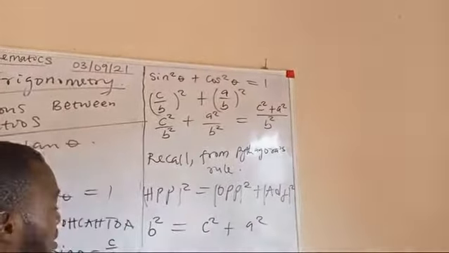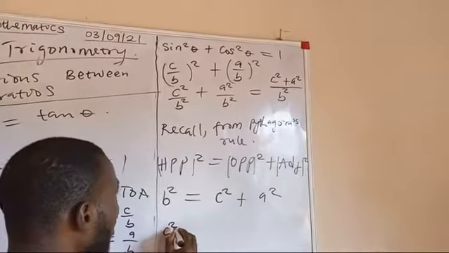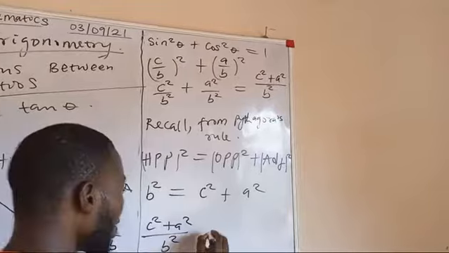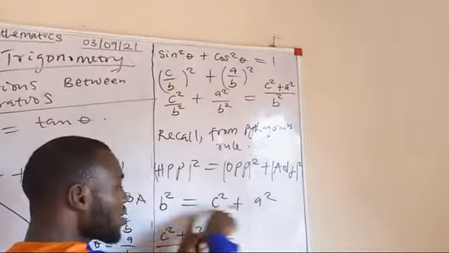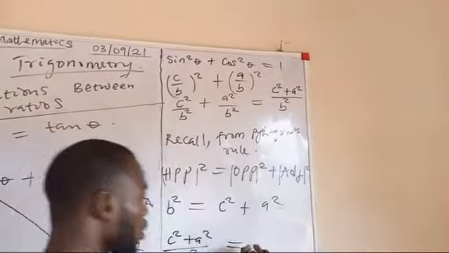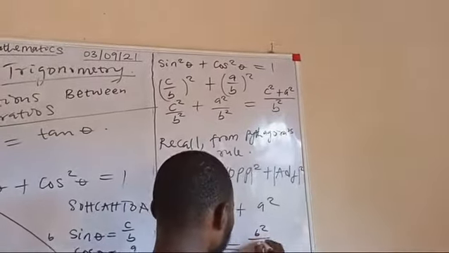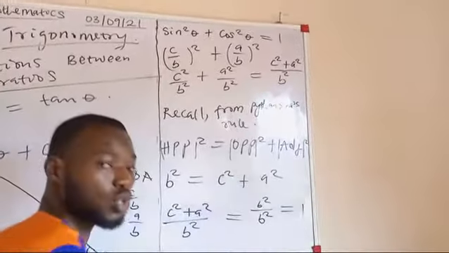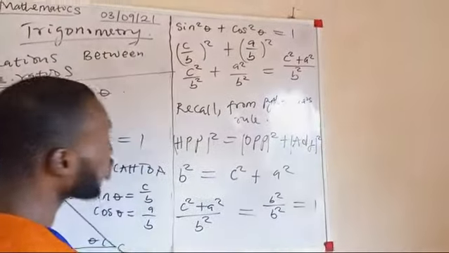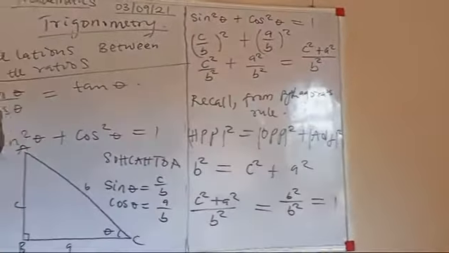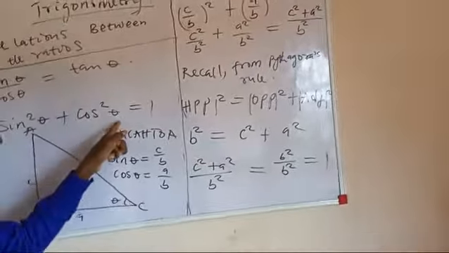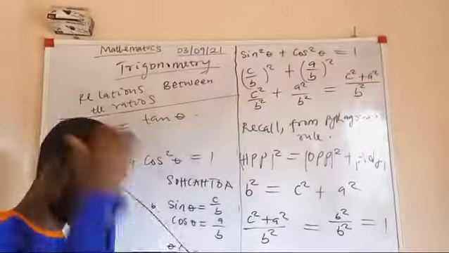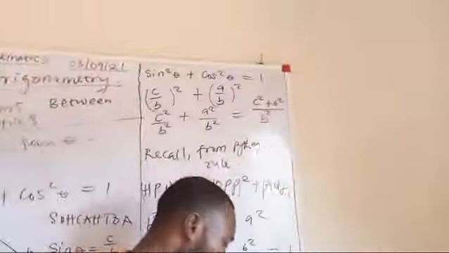So we can now have that this C square plus A square divided by B square is now equal to, because this is the same thing as this, we can use B square. This will now give us B square divided by B square, which will give us 1, because B square will cancel B square to give us 1. So we have proved that sin square theta plus cos square theta will give us 1. So that is for that.